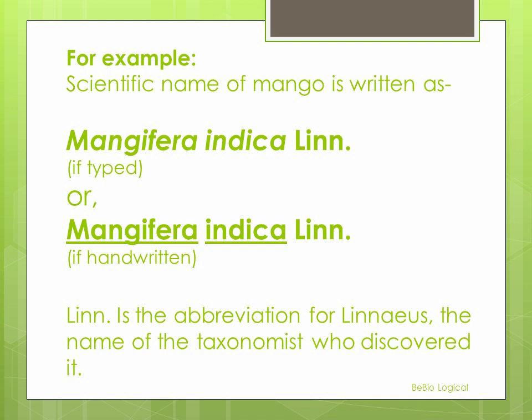The scientific name, if printed in books or in digital media, is printed in italics. Its two words are separately underlined in handwritten description. Or suppose you are writing the name in your exam copy, then you have to underline it separately, one under the name of the genus and one under the name of the species.